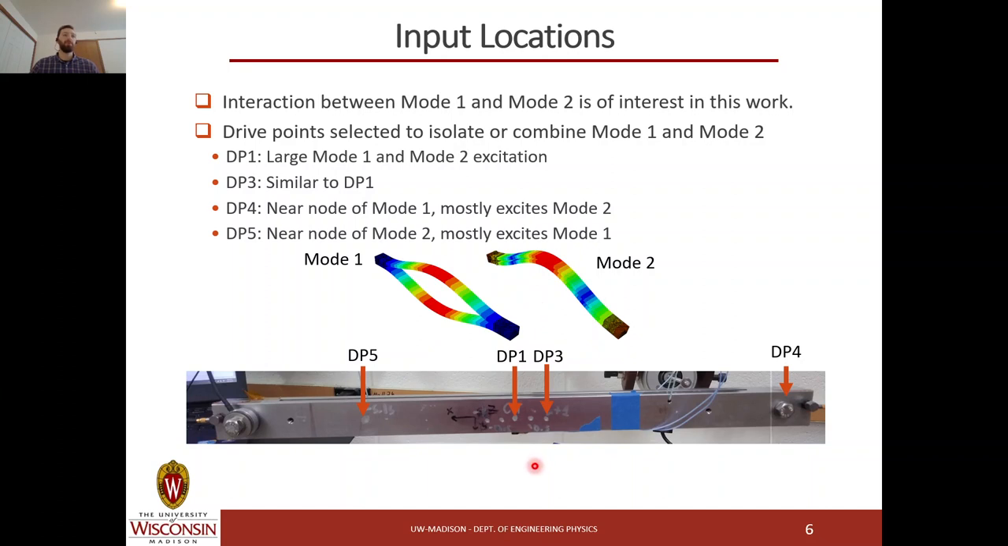Drive point 3 does basically the same thing. It's just shifted a little bit over to the right. Drive point 4 is out toward the end over here, and that will excite mode 2, but is on a node for mode 1, so there will be basically no mode 1 excitation at this drive point. And the opposite for drive point 5, where we'll have a much higher mode 1 excitation than mode 2 excitation.